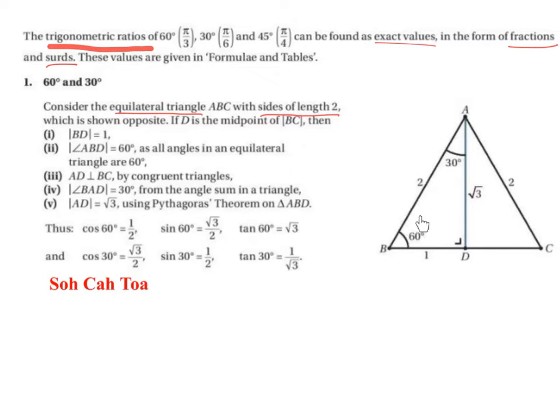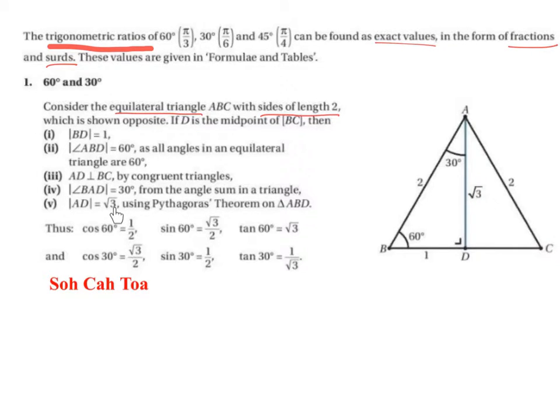So the angle BAD is 30 degrees, and this is from the angle sum in a triangle. So we know that this angle is 60, this angle is 60, this angle is 60. Half of 60 is 30. And another way we could know that is these 3 angles need to add up to 180. If this is perpendicular, then this must be 90. And 180, take away the 90, take away the 60, also leaves us with 30.